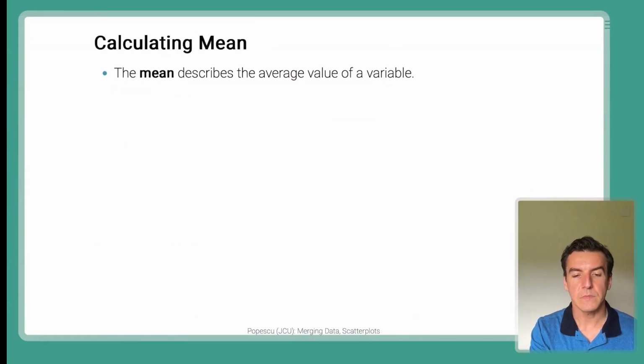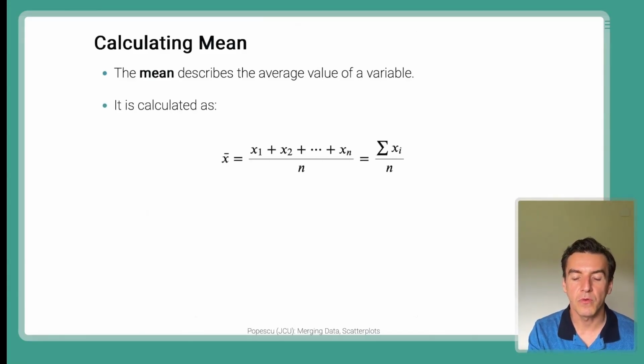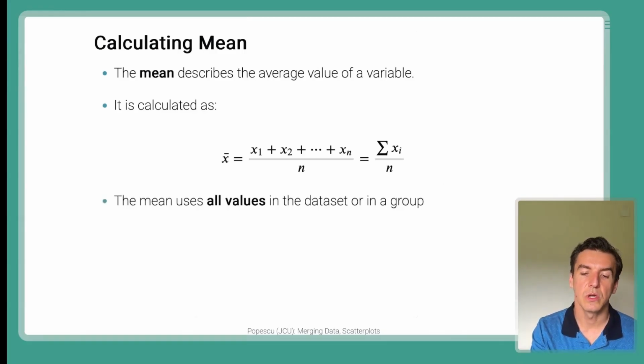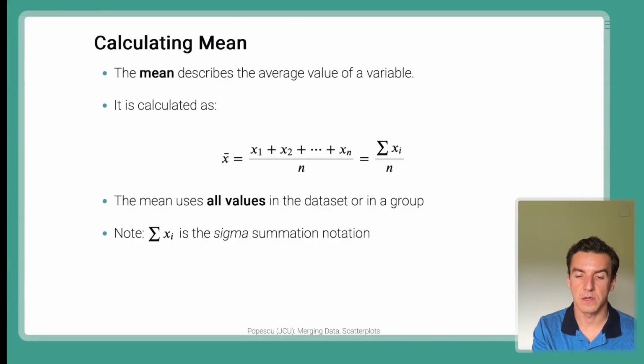Okay, so I guess logistically or mechanically, we all understand what the mean variable is, but more formally, the formula for a mean is the following. X bar is equal to x1 plus x2 all the way to xn divided by n, which more efficiently can also be written as the sum of all xi values divided by n. So the mean uses all the values in a data set or in a group.